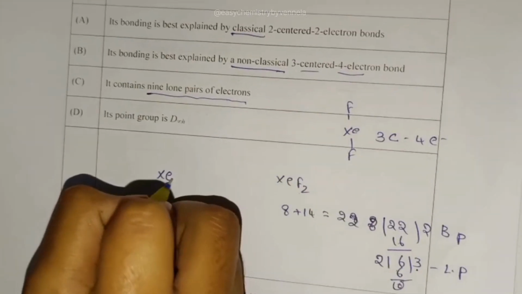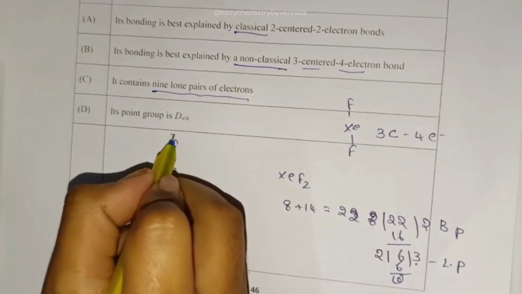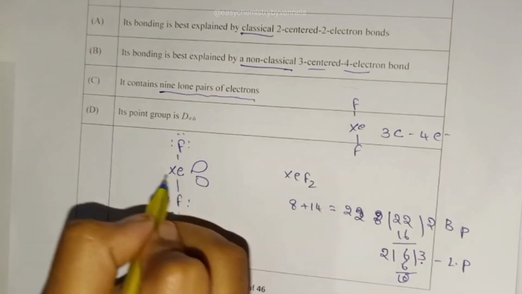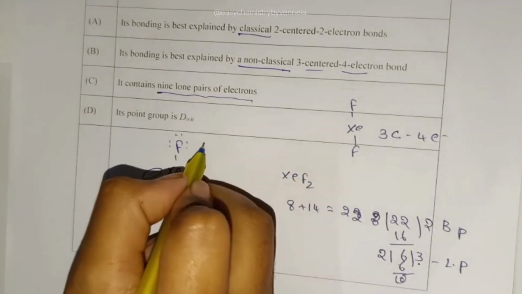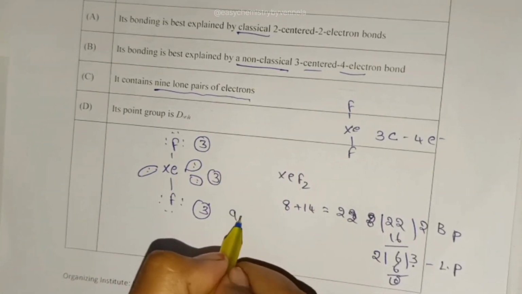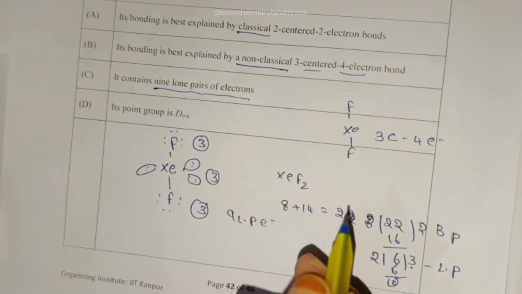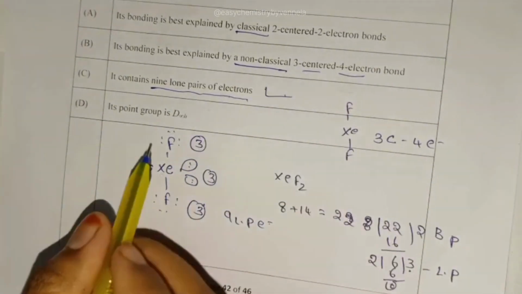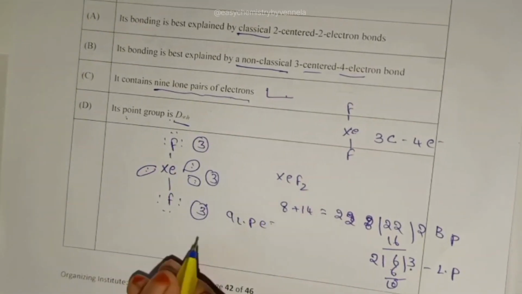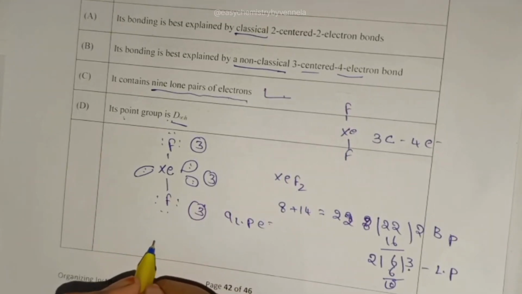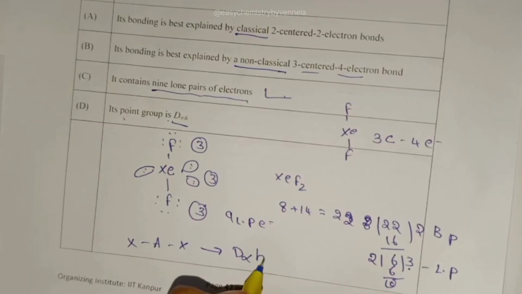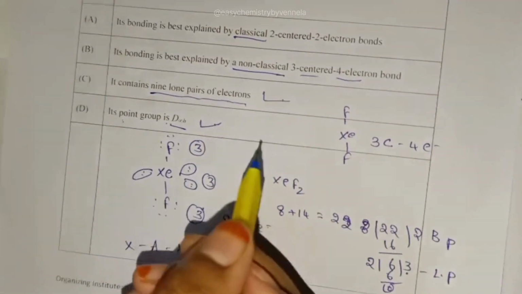Xe F and here F like this. Here 3 and here 3, here 3. Total 9 lone pairs of electrons. So this is also a correct statement. Next, its point group is D infinity h. Here like this, D infinity h. This is also correct. So the correct statements are B, C and D.